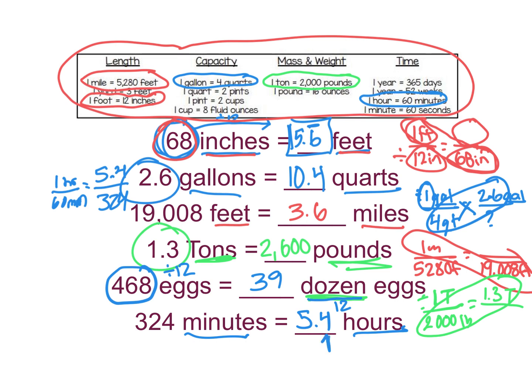This part right here represents the part of an hour. And if I have 0.4 hours, that's like saying I have 4/10 of an hour. And if I take 4/10 times 60, I get 24 minutes. So that's actually 5 hours and 24 minutes.